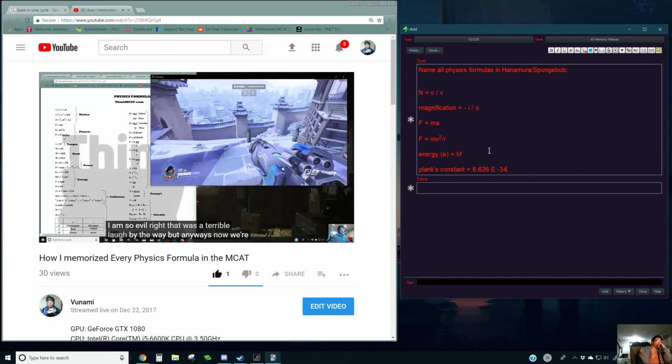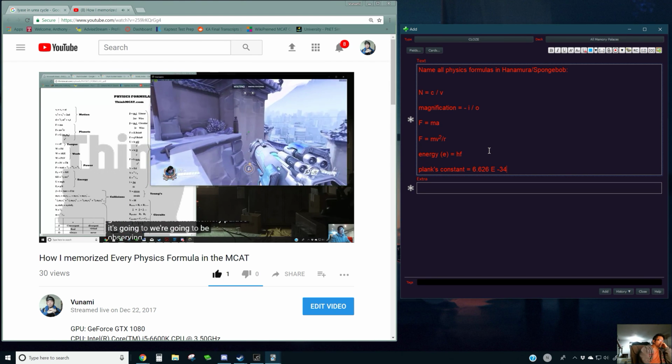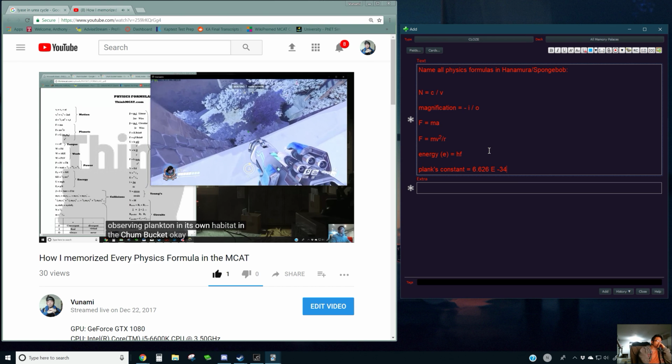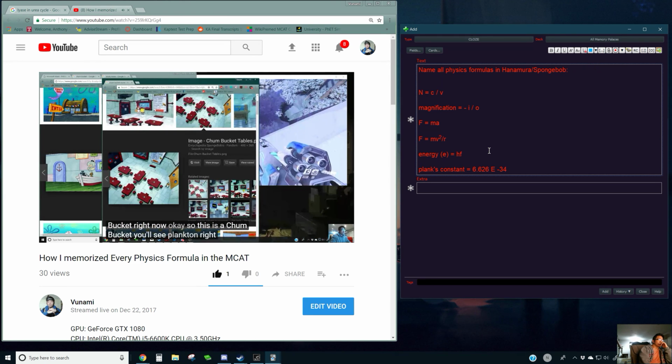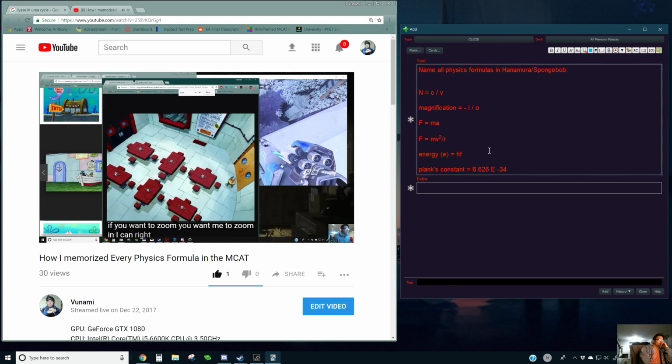But anyways, now we're going to shift into another memory pass. We're going to be observing Plankton in his own habitat, in the Chum Bucket. Okay, so I have a map of the Chum Bucket right now, okay? So this is the Chum Bucket. You'll see Plankton right there. If you want to zoom in, I can, right? So over here, you're going to see Plankton.